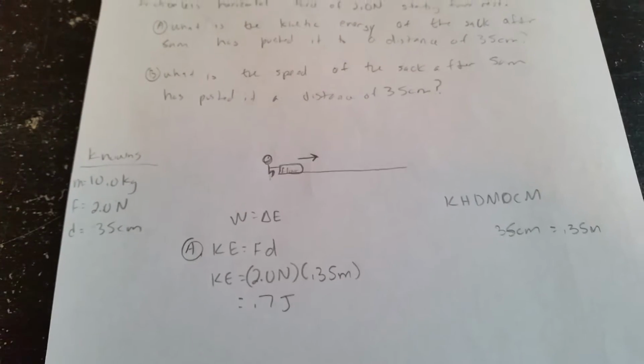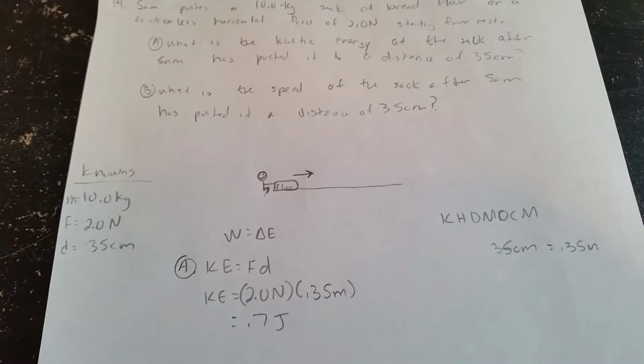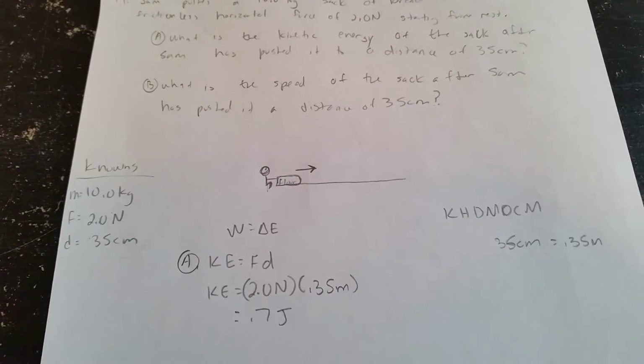that it took to push this sack of flour a distance of 0.35 meters. And then from there, the second part asks, what is the speed of the sack after Sam has pushed it a distance of 35 centimeters?